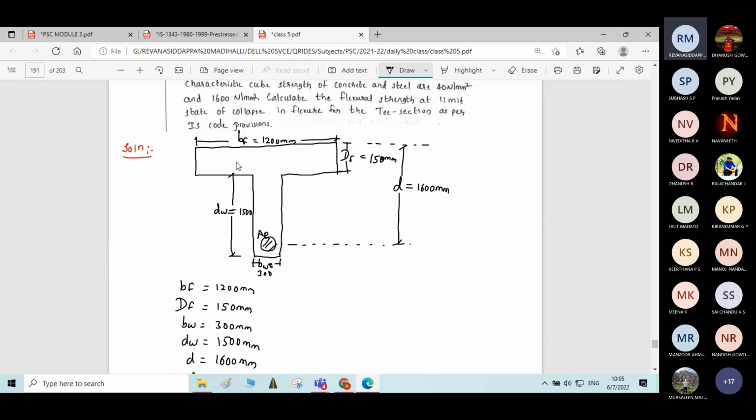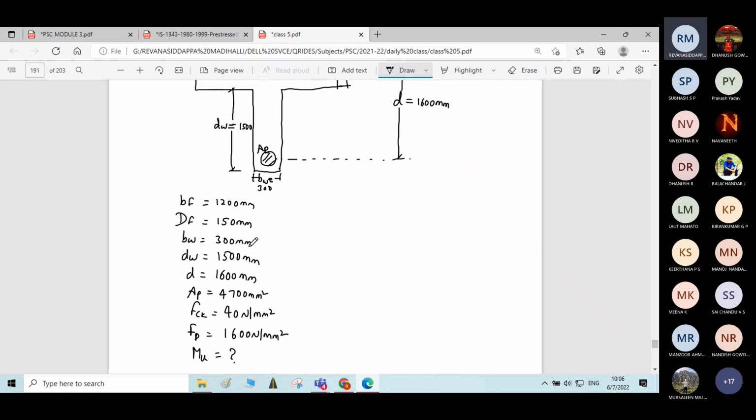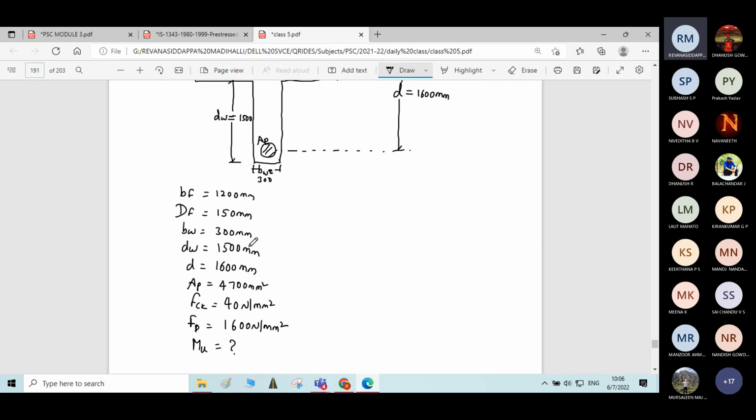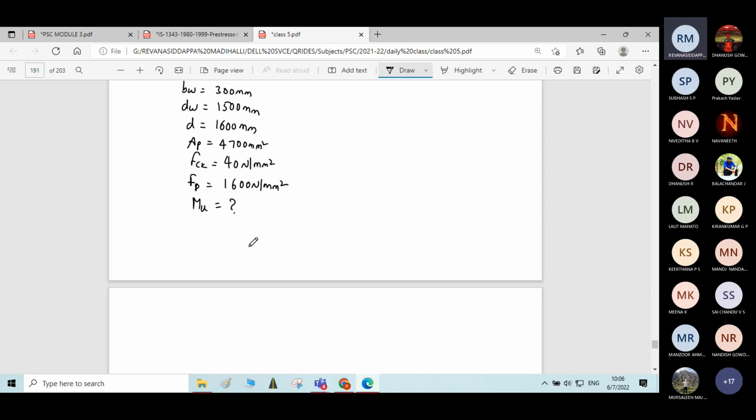Now for T section, we have to first identify whether the depth of neutral axis lies within the flange or within the web. That we don't know. Correct? We don't know whether the depth of neutral axis lies within the flange or whether it lies in the web. For that, we have to assume some particular case. So what we will do? We will assume that the depth of neutral axis lies within the flange only.